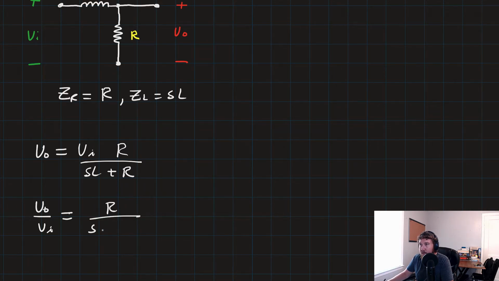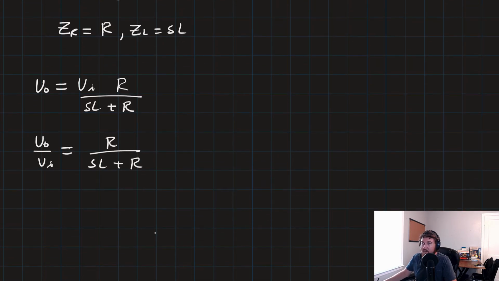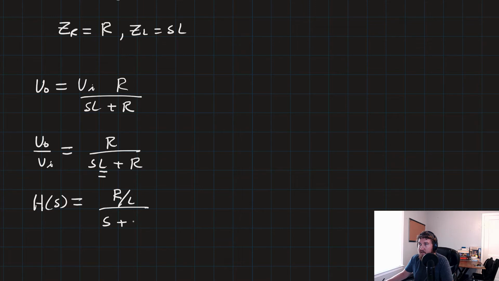And if we turn that into a transfer function, V out over V in is equal to R over SL plus R. Now to make it a nice clean Laplace rational function, we're going to go ahead and factor the L out of this SL expression. So we'll have that our transfer function, let's just call it now H of S, is equal to R over L over S plus R over L.